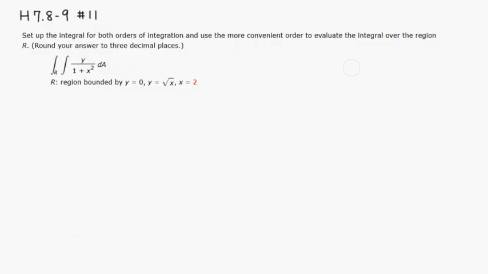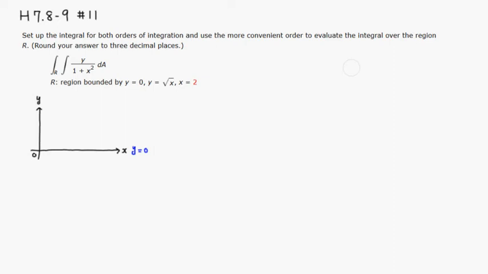First we have to know the region we are integrating over. So here's the y-axis, and here is the x-axis, the origin. y equals 0 is just the x-axis.